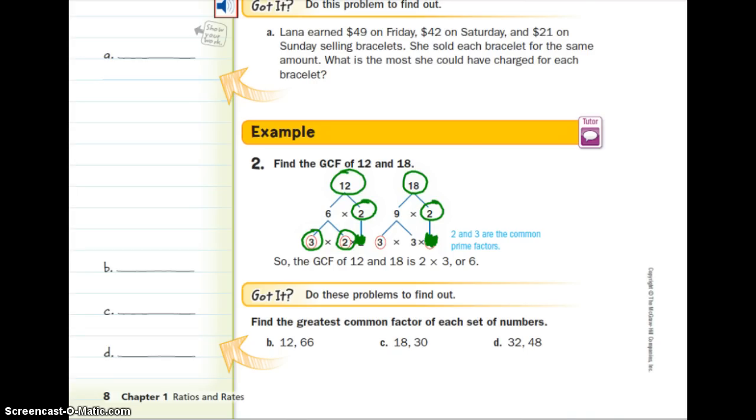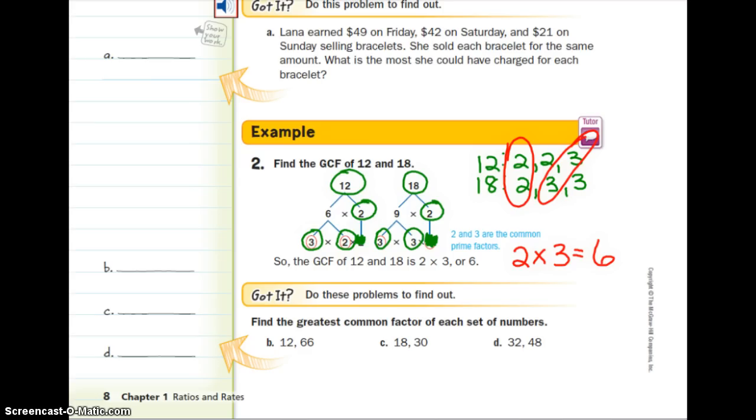So then I have 9, and I know that 3 times 3 gets me 9. So then if I write them down, 12 and 18, I know that 12 is 2, 2, and 3. I know that 18 is 2, 3, and 3. Now I have to circle the numbers that they have in common. In this case, they have 2 and they have 3 in common. So I go 2 times 3 and I get 6.